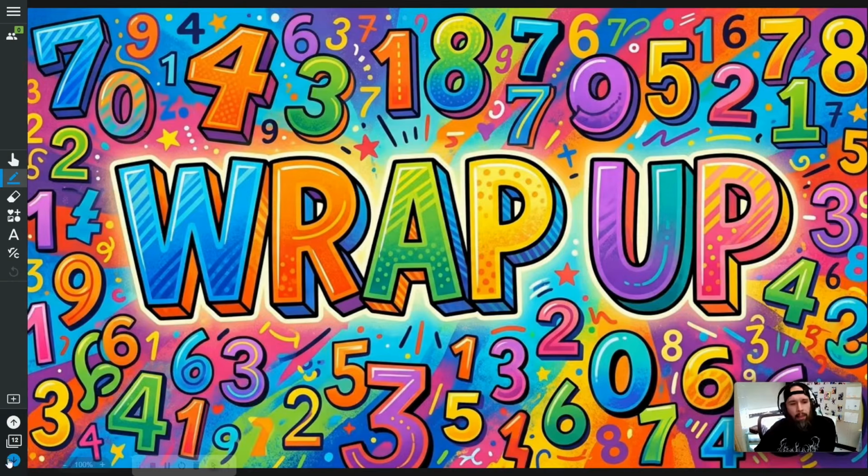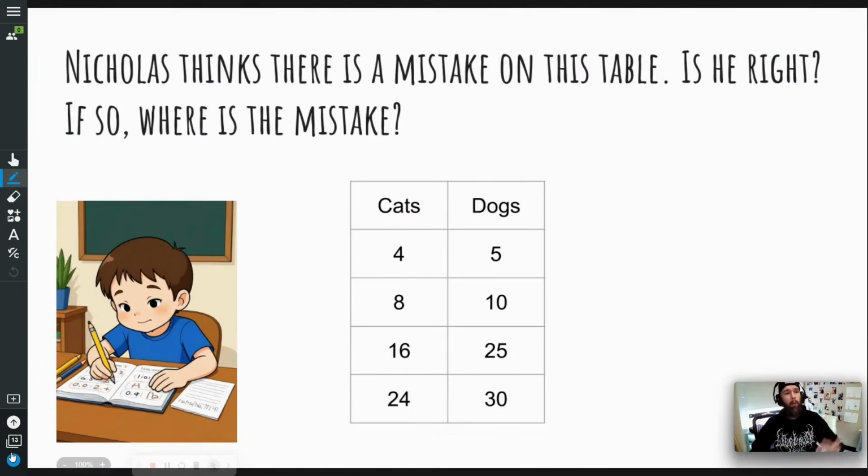Complete. Now let's do our wrap-up problem, which is always some type of weird different word problem to wrap things up. Nicholas thinks there's a mistake on this table. Is he right? If so, where is the mistake? So the table is complete for us. So all of these are supposed to be equivalent ratios, and I'm supposed to be able to do the same thing that I already did the last bunch of times, but have my answers right there in front of me.